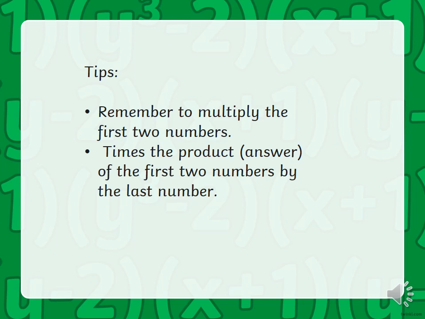Multiplying three numbers together is not as tricky. It's quite an easy thing. So the top tip for you to remember is to multiply the first two numbers, okay? Then times the product, which is the answer of the first two numbers, by the last number, and that's how you get your answer. It's so straightforward and so simple. You can multiply in any order, back to front or front to back, and you'll always get the same answer because the three numbers will always be the same. It just takes a lot of time, and don't rush it.